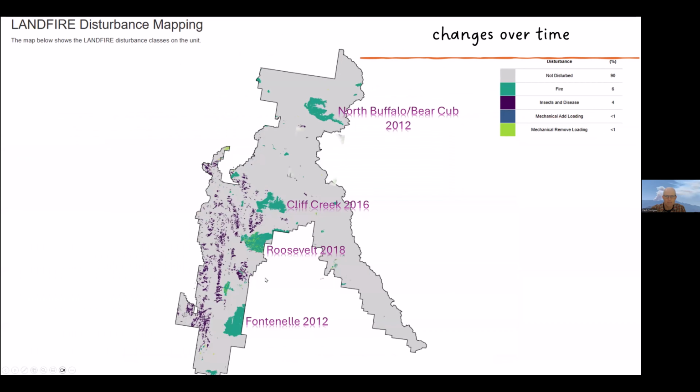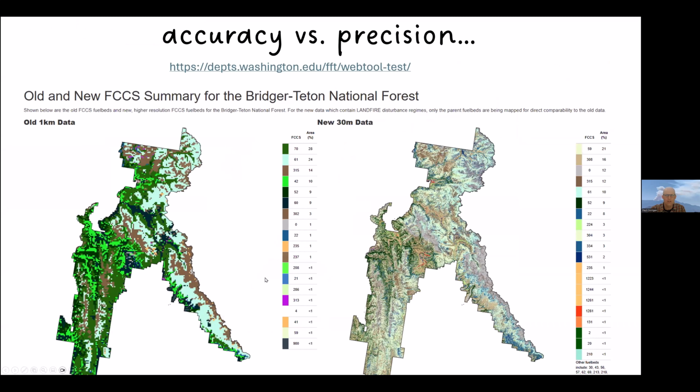Cool. Okay, and then the last thing I'd note is that we have this new 30-meter data. Here's a side-by-side of the Bridger-Teton National Forest between old school 1 kilometer data and new school 30-meter data. Boy, it's really precise, right? But the accuracy is still, we're still applying this method nationally with a whole lot of interpretation of satellite information and interpolation between actual ground truth plots. So don't take any of this to be gospel, I guess, would be one of my last warnings and watch outs.